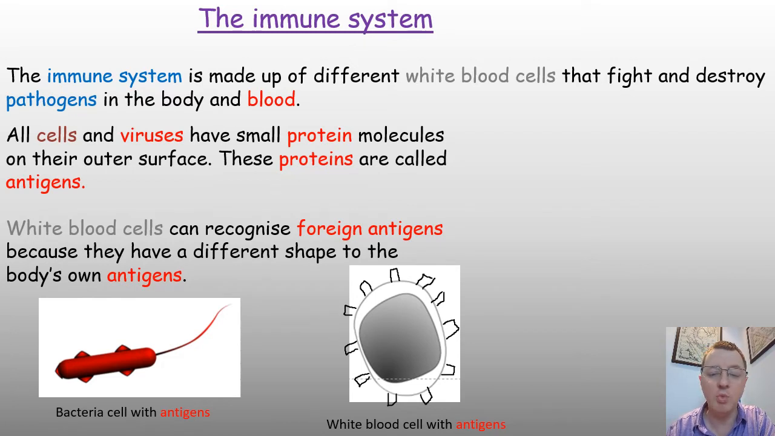But how do these white blood cells recognise the pathogens as being foreign cells? Well, all cells and viruses have small protein molecules on their outer surface, and these proteins are called antigens. You can see here that the white blood cell has some square antigens, and our pathogenic bacteria cell has some triangular shaped antigens. White blood cells can recognise these foreign antigens because of the different shape, and therefore start the immune response.